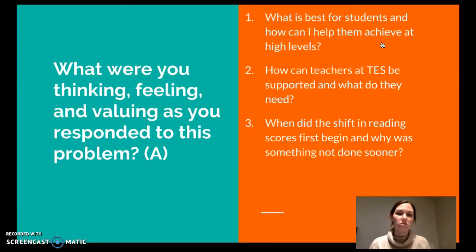So in order for my students to achieve highly, I need my teachers to be able to instruct well and give the students what they need. And then third, I was also thinking about when this shift in reading scores first began, and why something was maybe not done sooner or more action taken more quickly. That was another thing I was thinking, because it seems that if parents are this concerned, there has been a decline over a period of time, and so I'm wondering when this first started to happen, since the data only showed the previous 2 school years.